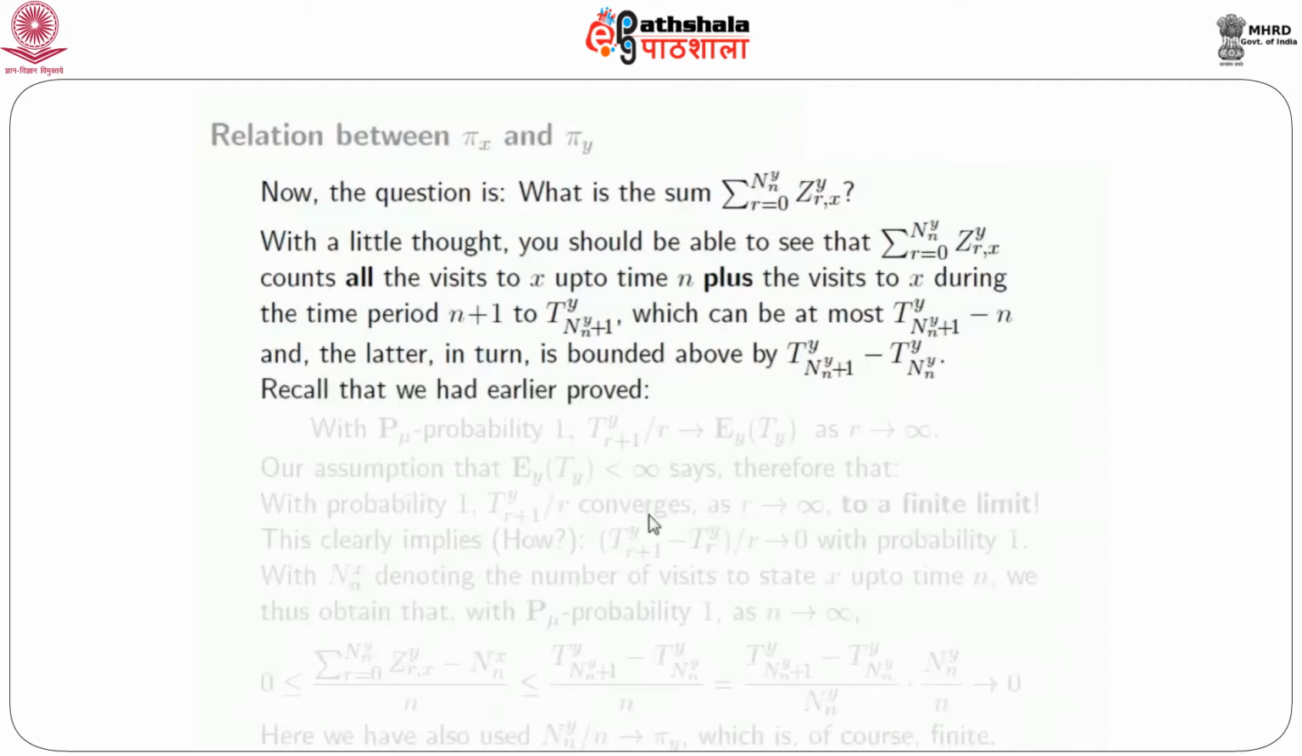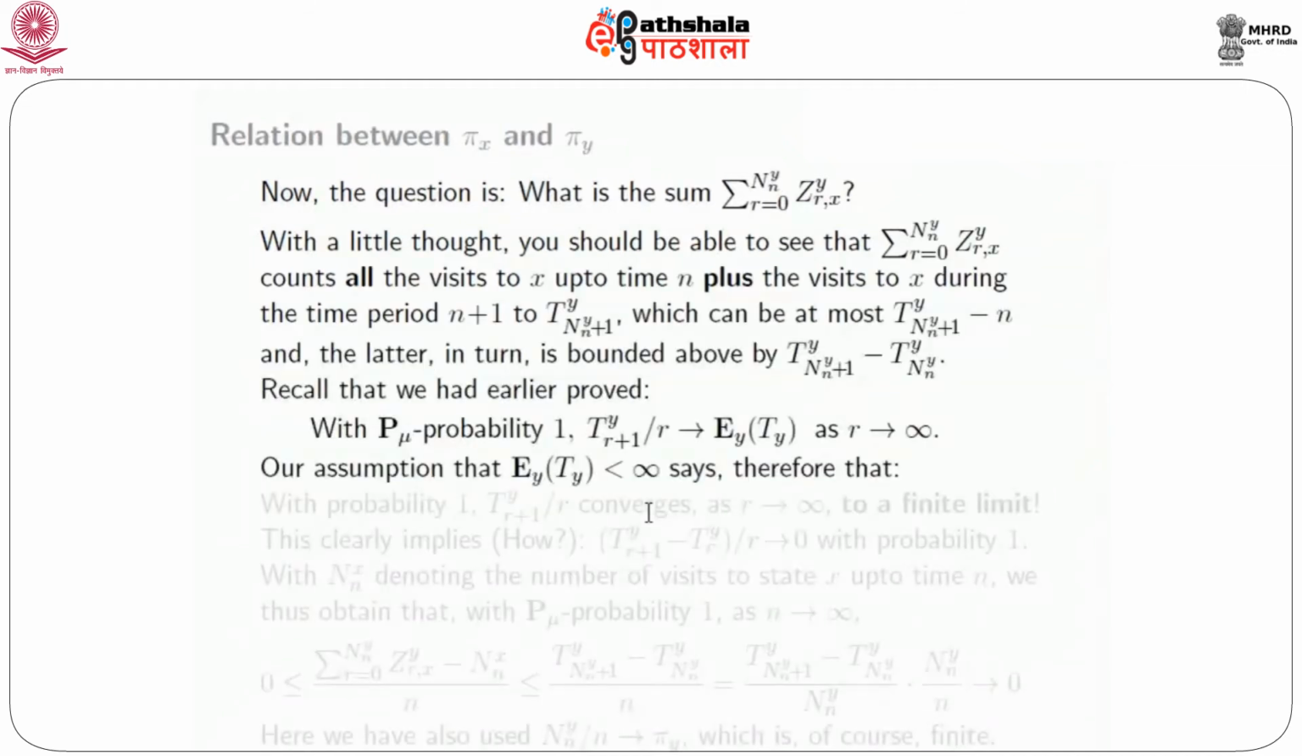Now recall what we had earlier proved. We had earlier proved that with P_mu probability 1, T_r(y)/r converges to a limit, E_y T_y, as r goes to infinity. And our assumption is that this limit is a finite limit. So T_{r+1}(y)/r converges as r goes to infinity with probability 1 to a finite limit.